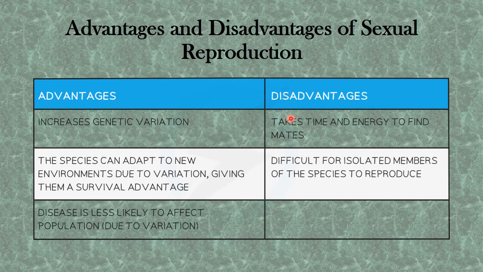Everything that has an advantage has a disadvantage. These are the disadvantages of sexual reproduction. It takes time and energy to find a mate, since we require both parents to reproduce. It will take time and effort to find a suitable mate. Another disadvantage is the difficulty for isolated members of the species to reproduce. In other words, any member of the species will find it difficult to reproduce if he or she is unable to find a mate. So these are the advantages and disadvantages of sexual reproduction.